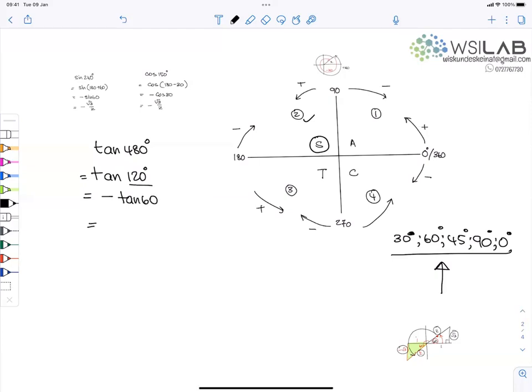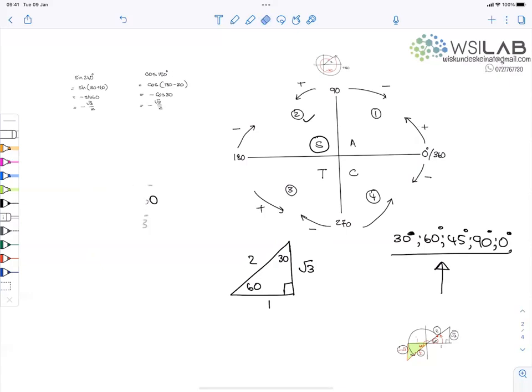So I'm skipping that 180 minus 60 because it's a lot of extra work. And that is negative. Then I go to my special triangle where I have a 60 degree, a 30 degree, a 1, 2, and a root 3. And then I read tan of 60 from that triangle, which is root 3 over 1, or just root 3. That wasn't too difficult. Good. We'll try another one.